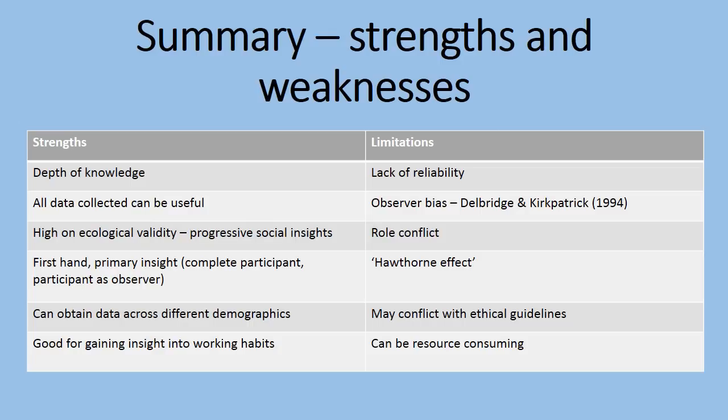Okay, so to summarise, the strengths of participant observation. It's clear that this research method can produce highly detailed qualitative data that can be used for both current and future work. There is very little data that cannot be considered useful, as most participant observation studies have high ecological validity, which address current social trends and correlations. Certain types of participant observation, namely complete participant and participant as observer roles, give researchers a first-hand primary insight to the topics being observed, which in turn give more substance to the interpretations that they make.